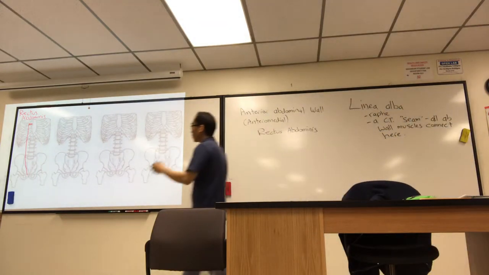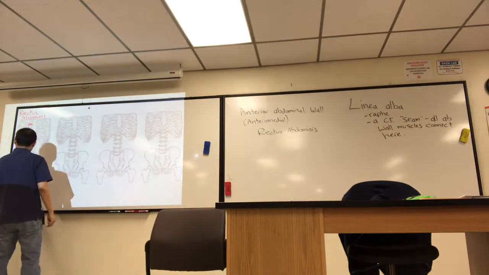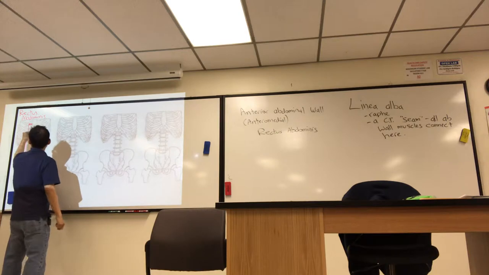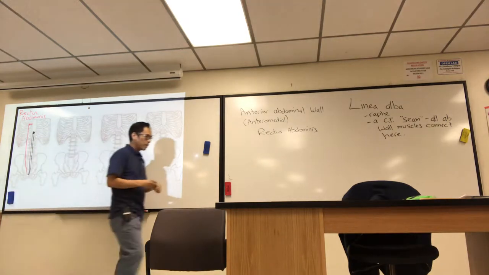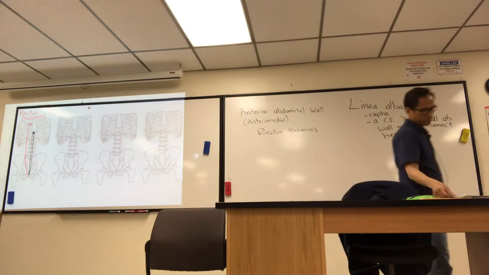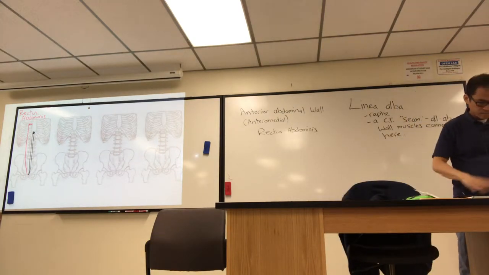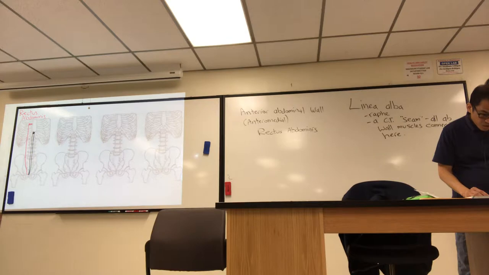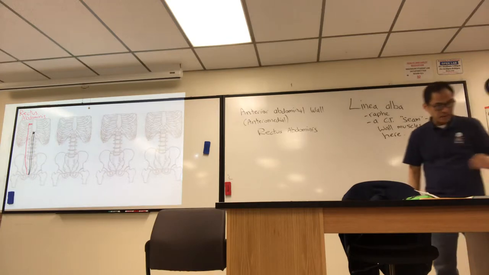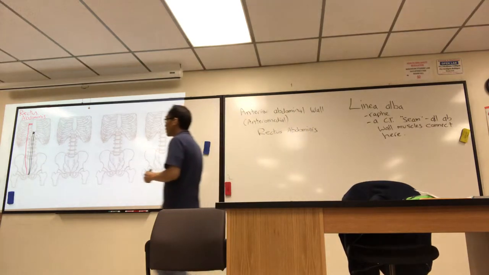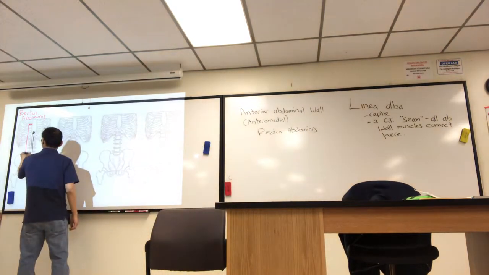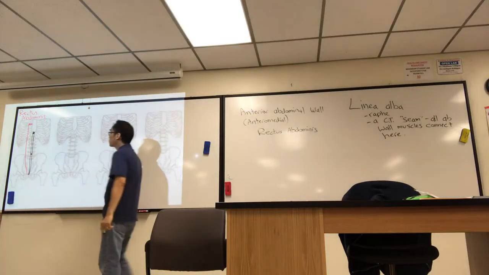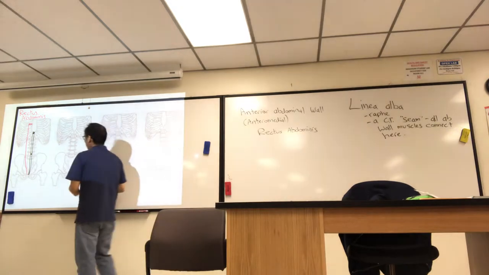So let me draw it as going from xiphoid process to pubic symphysis, right here. So that would be the linea alba. As a frame of reference, navel, right there, belly button. So I'm going to finish drawing rectus abdominis.